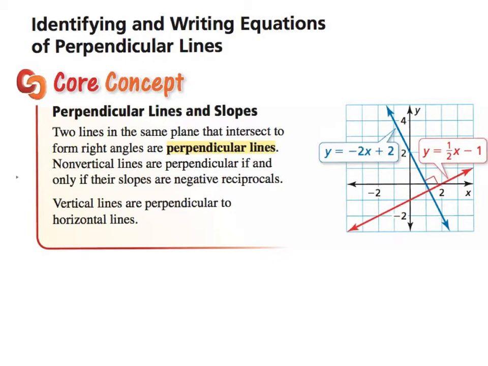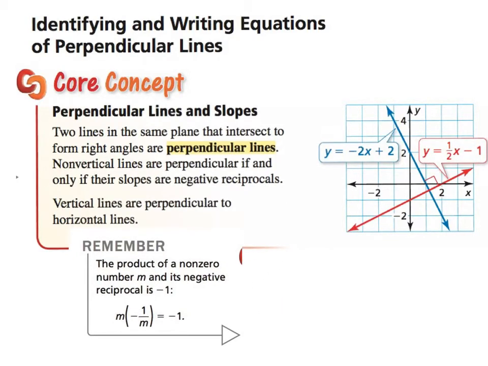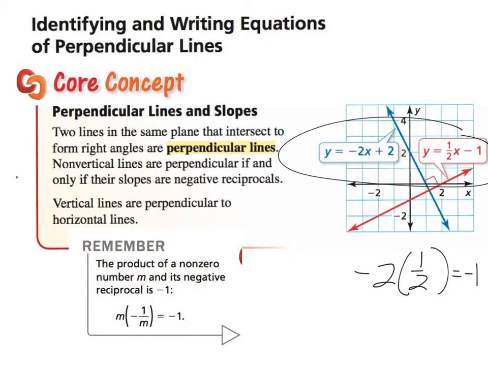Now, you know that negative reciprocals multiplied together would give you -1. So for example, the product of a non-zero number m and its negative reciprocal would always be -1. Looking at our examples up here, the slopes are -2 and 1/2. The product of both of those, since they're negative reciprocals, is -1.